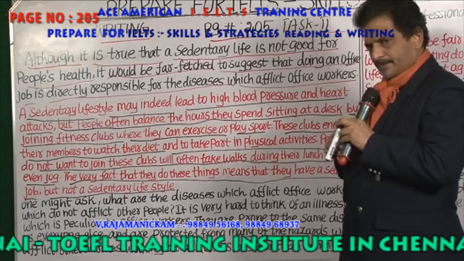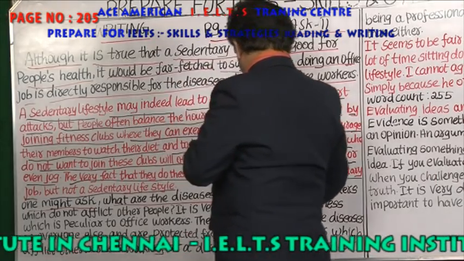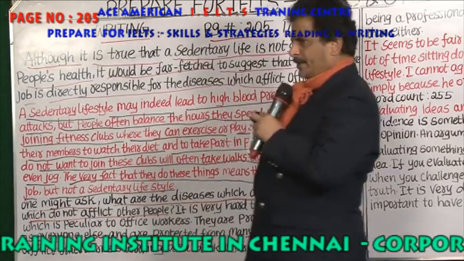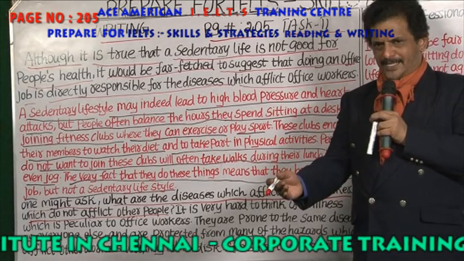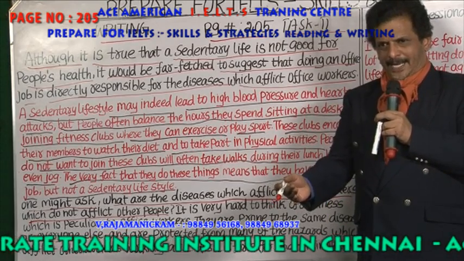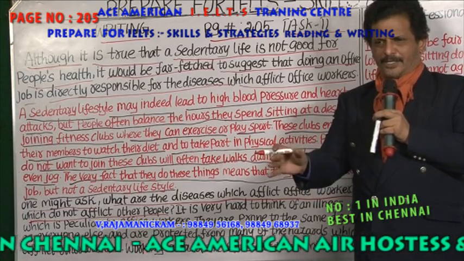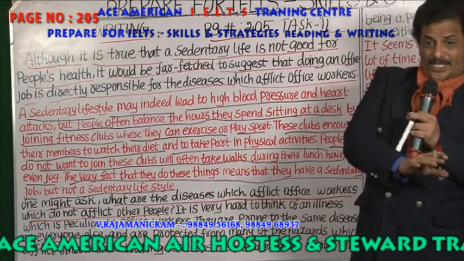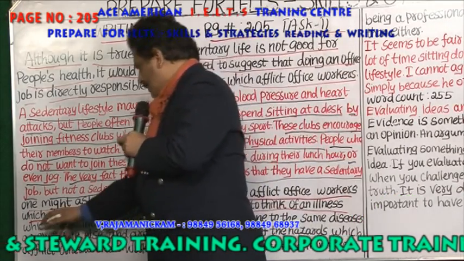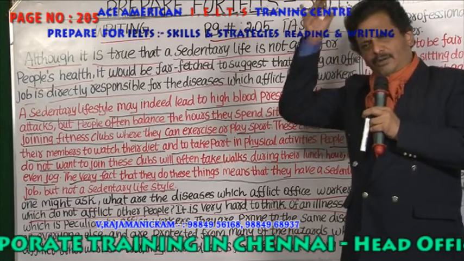What does the main body say? One might ask, what are the diseases which afflict office workers? What are the diseases which do not afflict other people? So office goers, sedentary job, like sitting in front of the computer, collector's job, doctor's job, and other jobs. What diseases will these office goers get which others won't get? It is very hard to think of an illness which is peculiar to office workers.